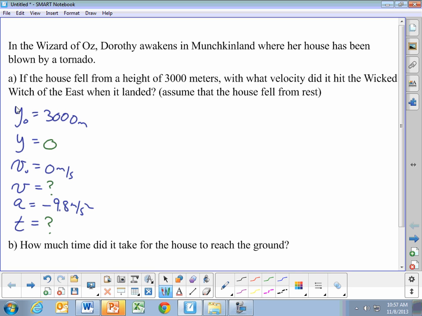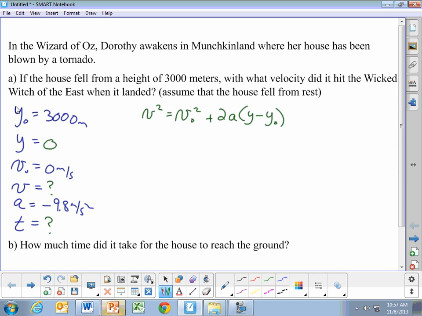To find the velocity without having the time, we have to use the equation that relates the velocity to the position. So we have the equation that the final velocity squared equals the initial velocity squared plus 2 times the acceleration times the final position minus the initial position. Again, in this, because we're looking at something moving vertically, I'm using y for the position instead of x.